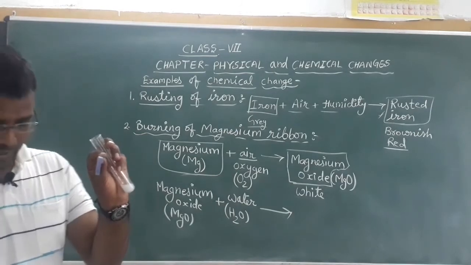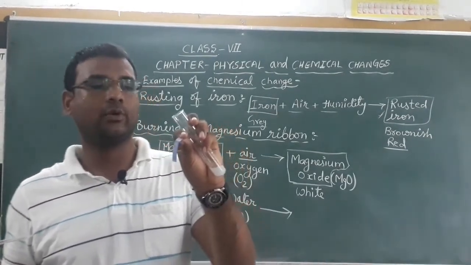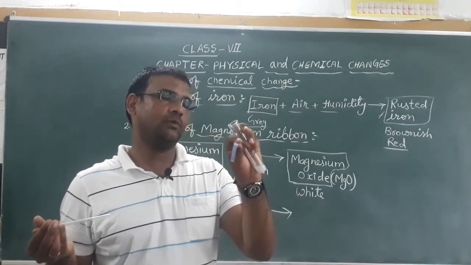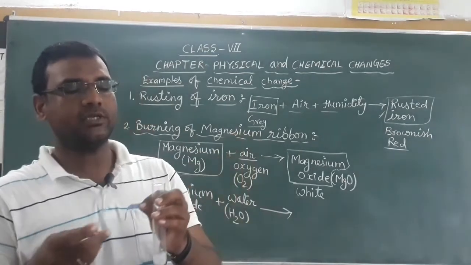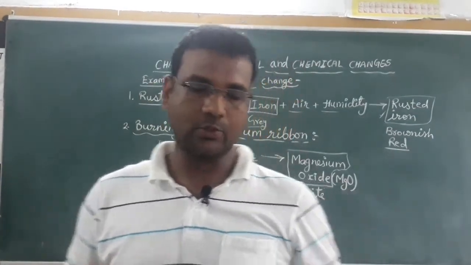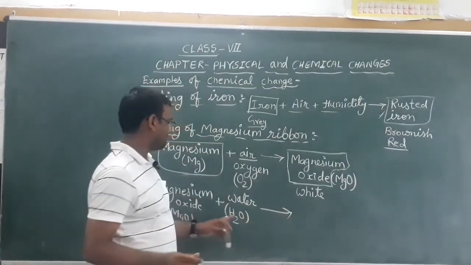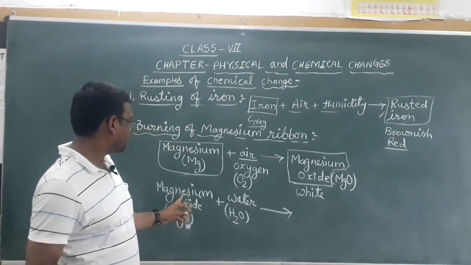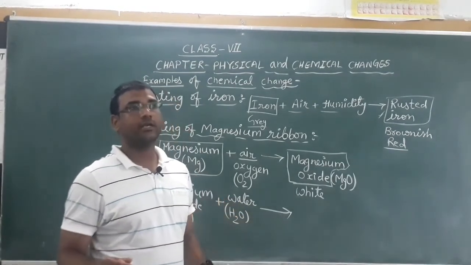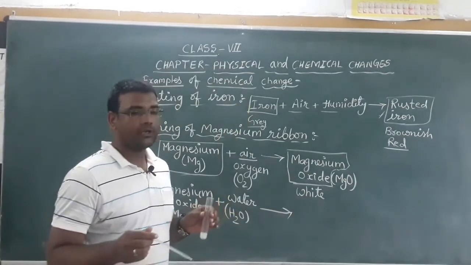Do you find any change in the color of the blue litmus paper? Of course there is no change in the color of the blue litmus paper. It means this solution is not an acidic solution. Whatever product we are getting here from the reaction of magnesium oxide plus water, that product is not acidic in nature.